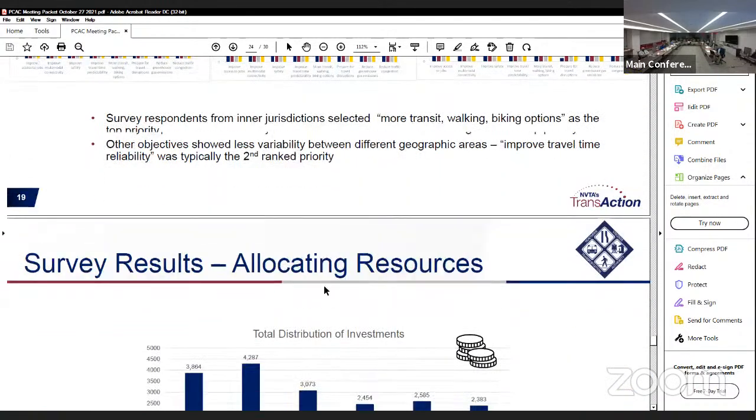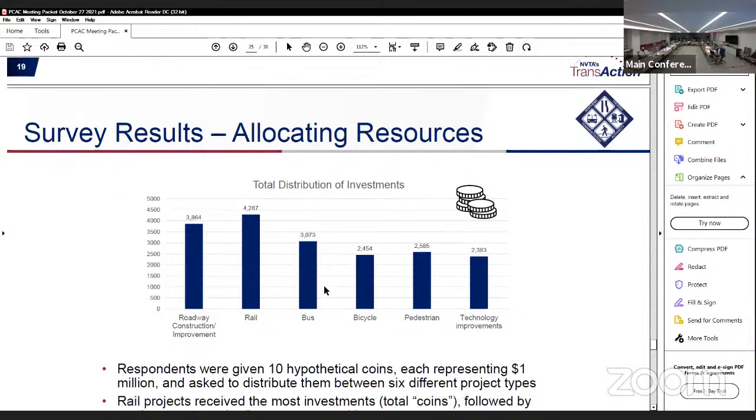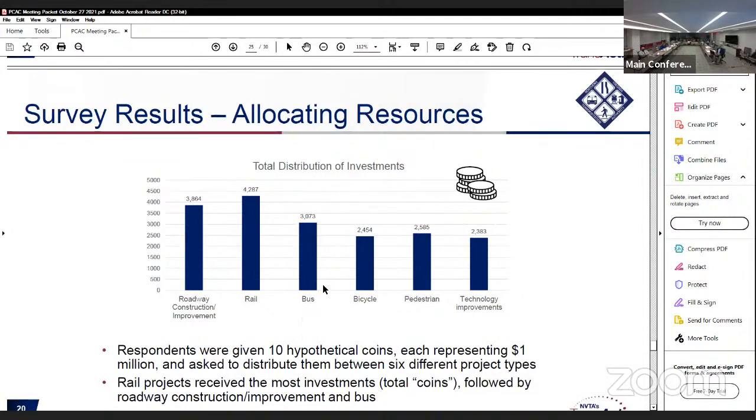The next part of the survey was a game where we would give people 10 hypothetical coins worth $1 million each and have them distribute them between different project types. Where would you put the money as a way of setting priorities? From the responses we got, rail projects received the most investment or coins, followed by roadway construction, and then bus projects in terms of the overall dollars.